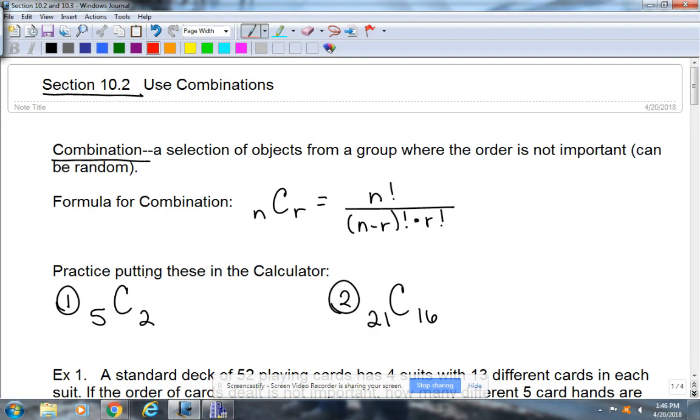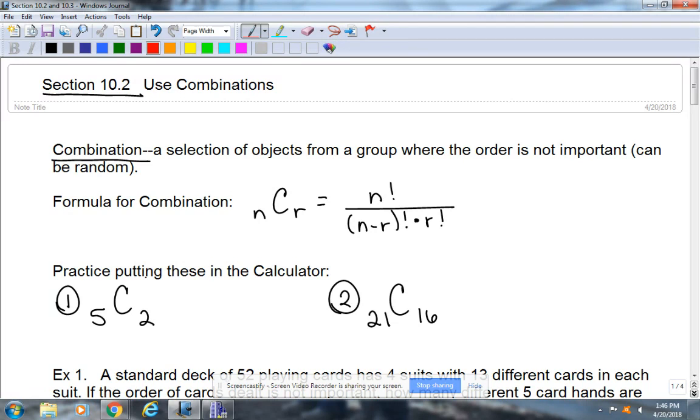So, section 10.2, we're going to talk about combinations. Now, yesterday we talked about permutations. Today we're going to talk about combinations, and here in just a minute we're going to compare the two. But a combination is when you're having a selection of objects, but it doesn't matter what order things are chosen in. It can be random.